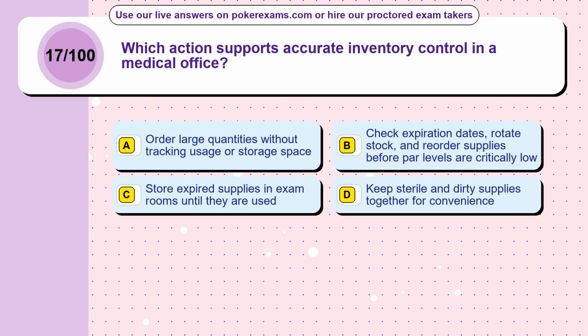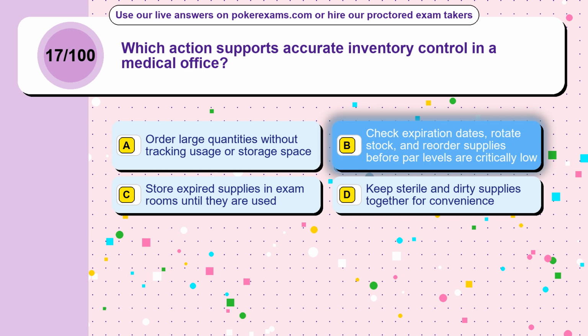Question 17. Which action supports accurate inventory control in a medical office? Option A, order large quantities without tracking usage or storage space. Option B, check expiration dates, rotate stock, and reorder supplies before par levels are critically low. Option C, store expired supplies in exam rooms until they are used. Option D, keep sterile and dirty supplies together for convenience.